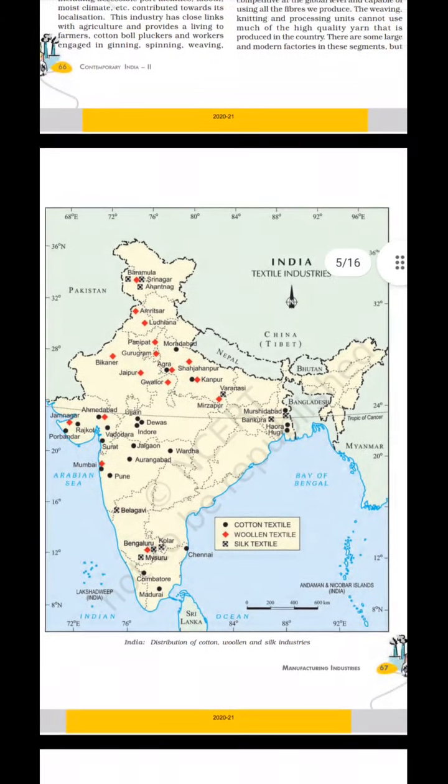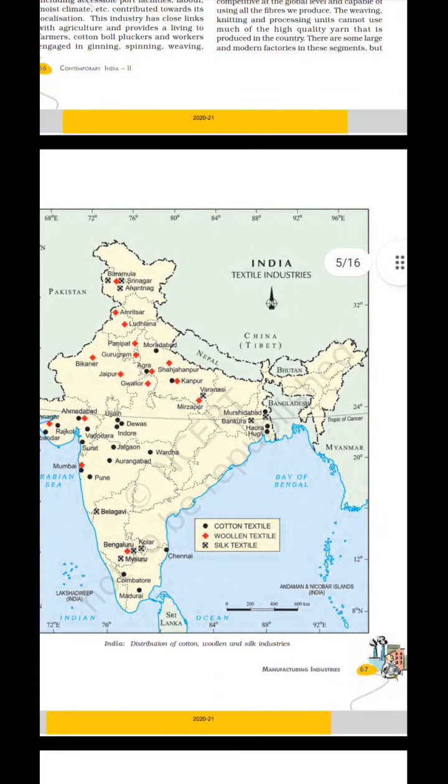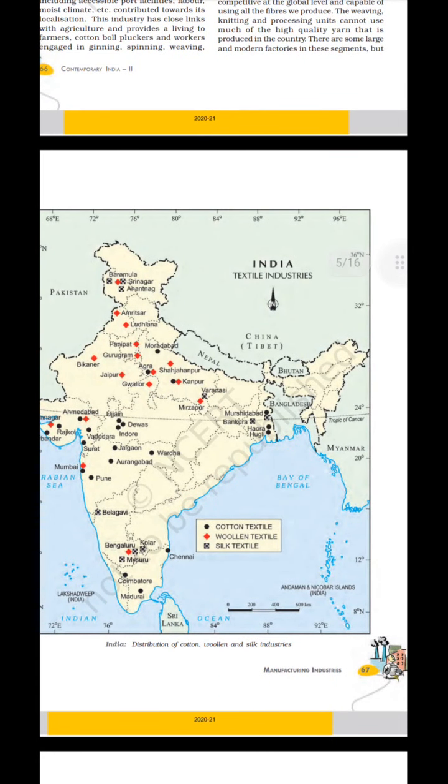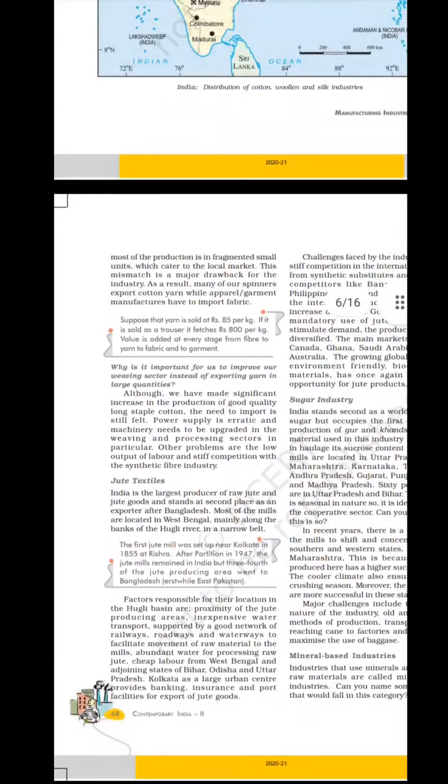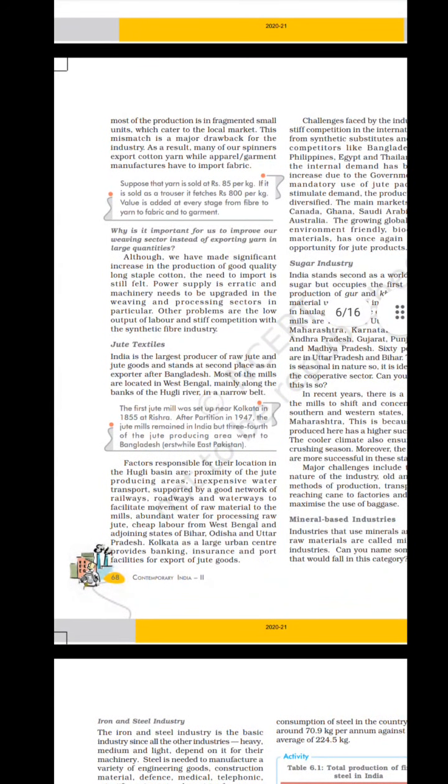Take a look at this map. India: distribution of cotton, woolen and silk industries. This mismatch is a major drawback for the industry. As a result, many of our spinners export cotton yarn while apparel garment manufacturers have to import fabric.